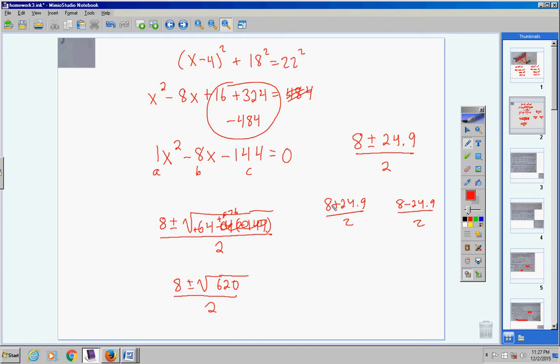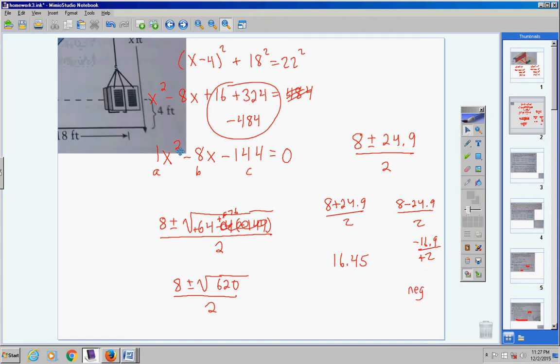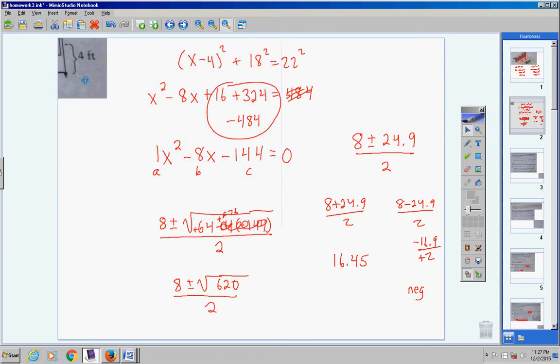Well, let's see. 8 plus 24.9 is 32.9, divided by 2 would give you 16.45. Over here, 8 minus 24.9 gives you a negative number, negative 16.9 over 2. We can stop right there because a negative over a positive will give you a what number? A negative, and we're dealing with a distance. It's height. Height can never be negative, so we know this answer is not going to be any good.